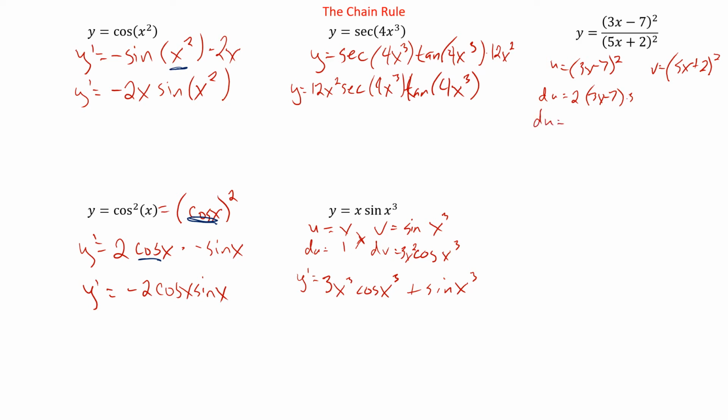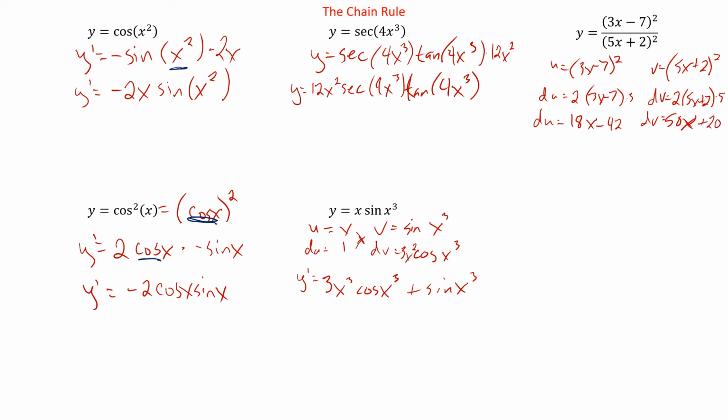So 3 times 2 is 6. We can distribute that in. 6 times 3x is 18x. Minus 6 times 7 is 42. dv, we're going to have 2 times 5x plus 2 times the derivative of 5x plus 2, which is 5. We can distribute that, so 2 times 5 is 10. Distribute that in, so 10 times 5x is 50x. And then 10 times 2 is plus 20.